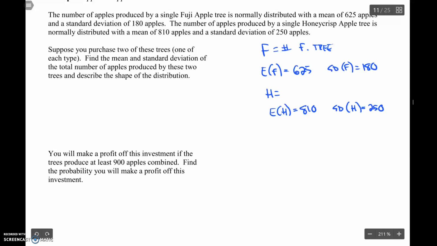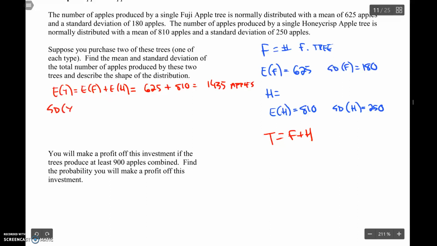All right, so the mean. We got a new variable, call it T for total. That's going to be my F plus my H. It's the number of apples produced by the Fuji tree plus the Honeycrisp tree apples. So the expected value of T is just going to be the expected value of F plus the expected value of H. That is simply going to be the 625 plus the 810. That is 1435 apples.